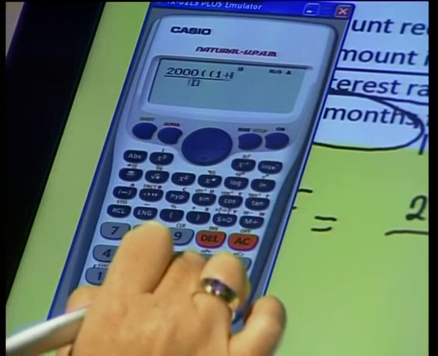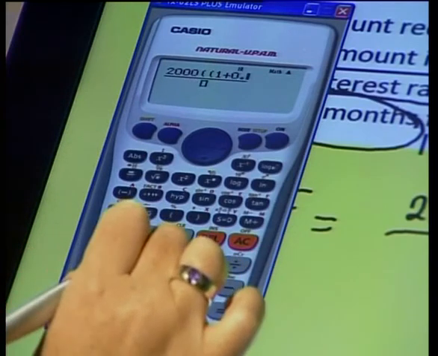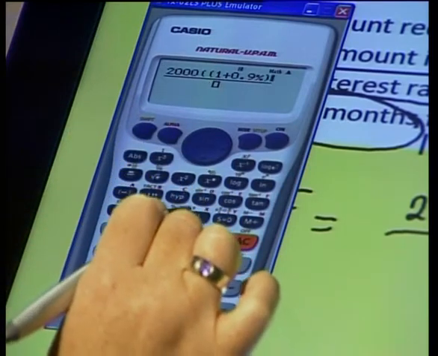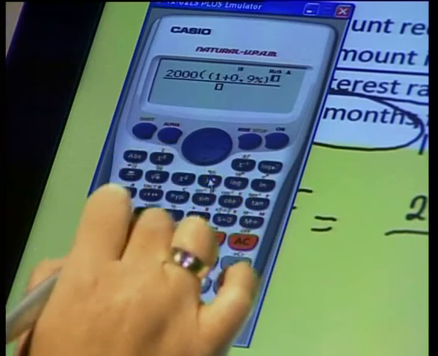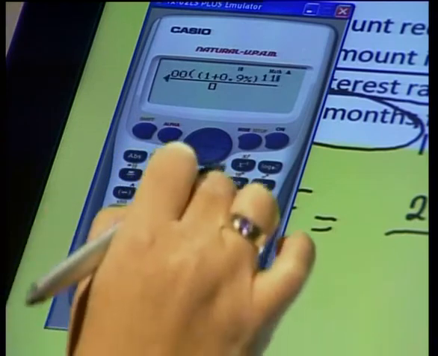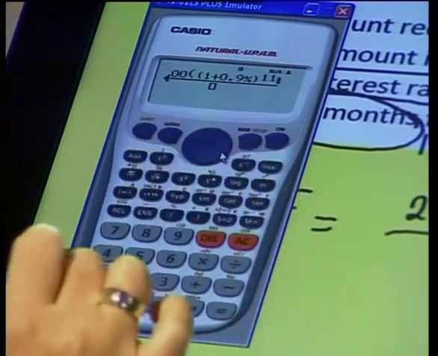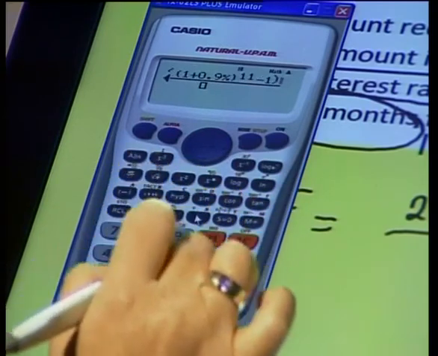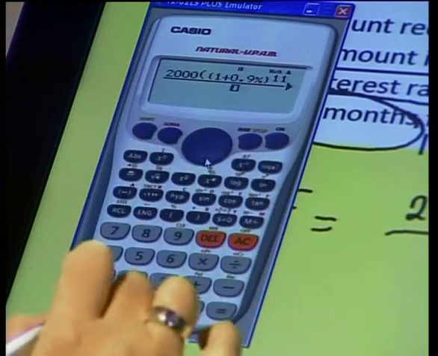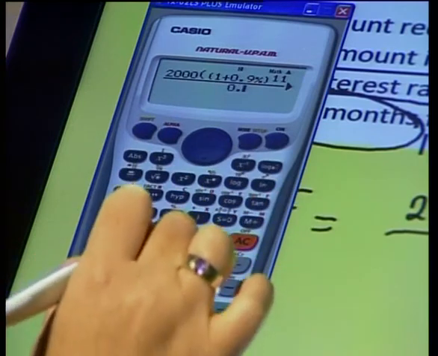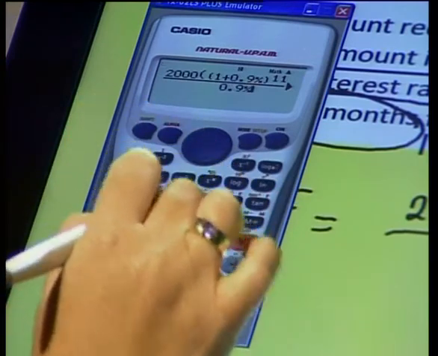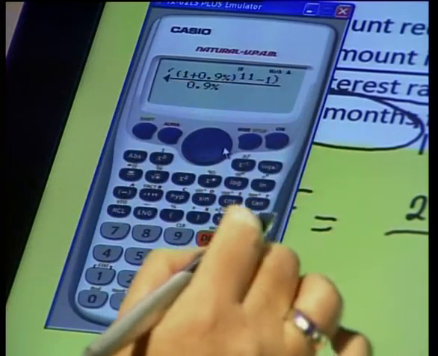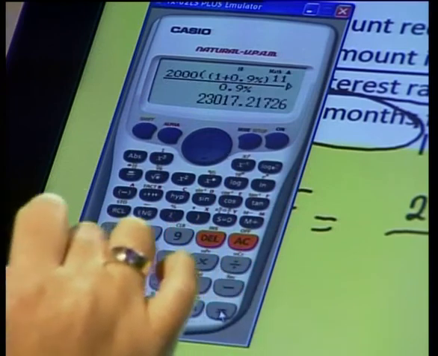Plus 0.9 shift %, close my brackets, to the power of 11. Make sure I've got away from the power sign, minus 1, close my brackets, make sure I'm underneath now, and 0.9 and a %. Make sure my cursor's at the end and push equals.